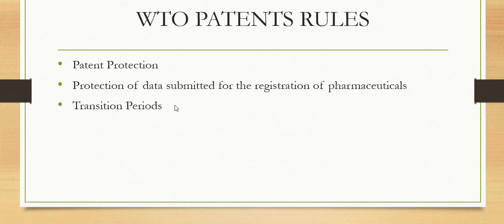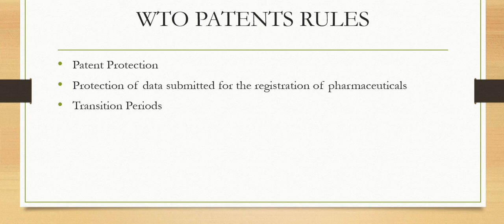Second one is protection of data submitted for the registration of pharmaceuticals. Pharmaceuticals relate to medicinal drugs or the preparation, use or sale of medicinal drugs. So how do you protect the data submitted for the registration of pharmaceuticals? The TRIPS agreement requires that WTO members protect undisclosed test data submitted to the drug regulatory authorities for the purpose of obtaining market approval against unfair commercial practices.